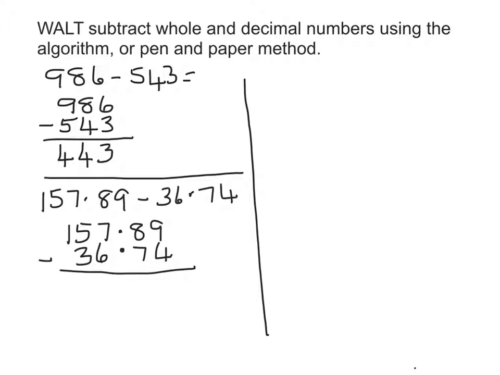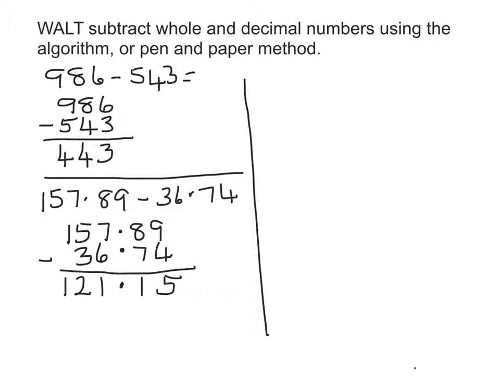Looking first at the numbers of least place value, we're looking at the hundredths. I have 9 hundredths, take away 4 hundredths, leaves me with 5 of those hundredths. Moving now to the tenths, 8 tenths, take away 7 tenths is 1 tenth. Now my decimal point lined up with the one above. 7 ones, take away 6 ones, leaves us with 1 in the ones column. 5 tens, take away 3 tens, leaves us with 2 in the tens column, and 100, take away nothing, we record the 1 in the hundreds column.